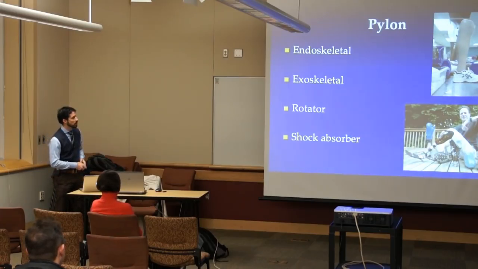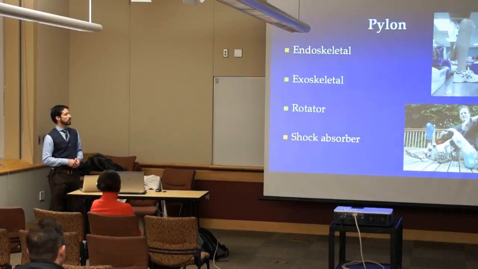Endoskeletal is more what you see. This is an endoskeletal pylon right here. You can see this guy has, we have a lot of patients who really like to have designs put on their prosthetic limb. That's the more typical system. It's adjustable. It's lightweight. So that's the default system unless someone has a specific reason for an exoskeletal. You can have a rotator built in and or a shock absorber.